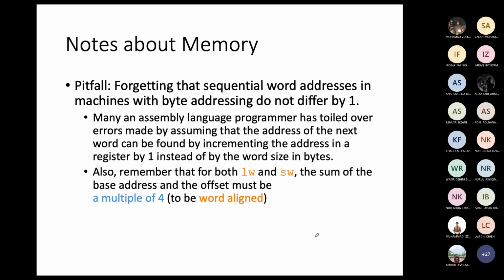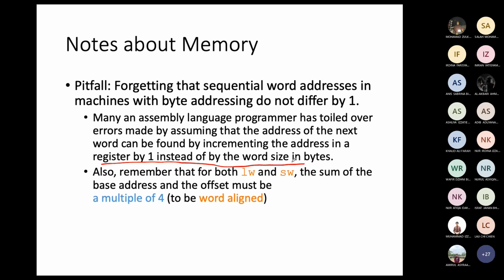Okay, so notes about the memory. Forgetting that sequential word addresses in machines with byte addresses do not differ by 1. In an index or array, they differ by 1. So array 1, array 2, array 3, array 4. But in assembly language, they differ by 4 bytes, 4 bytes, 4 bytes. Many assembly language programmers have toiled over errors made by assuming that the address of the next word can be found by incrementing the address in a register by 1 instead of by the word size in bytes.